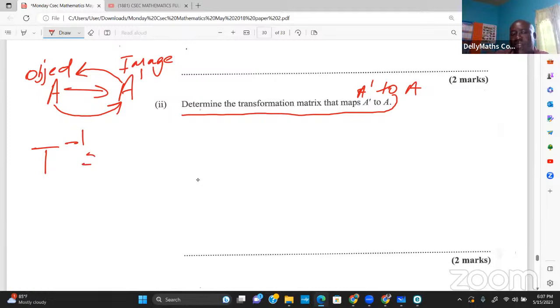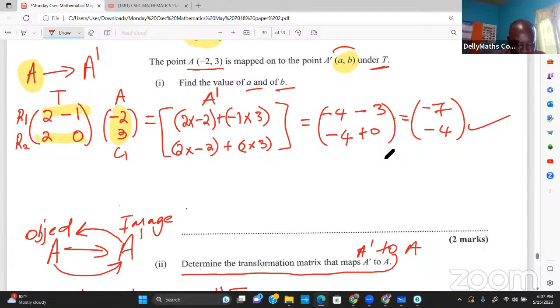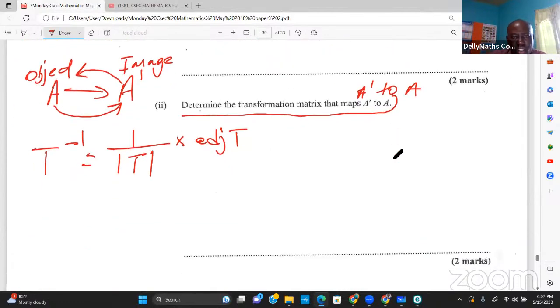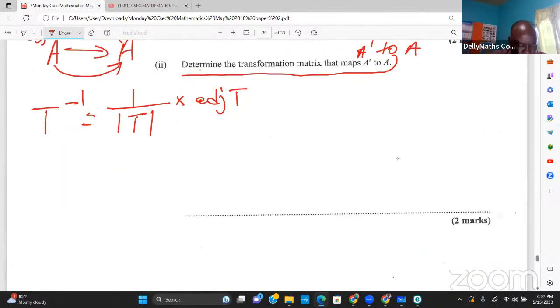T inverse is 1 over the determinant of T times the adjoint of T. We want to relate to those ideas. Now let us take a quick look at the matrix again. The matrix was, let me write it back. I think the matrix was 2, hold on.